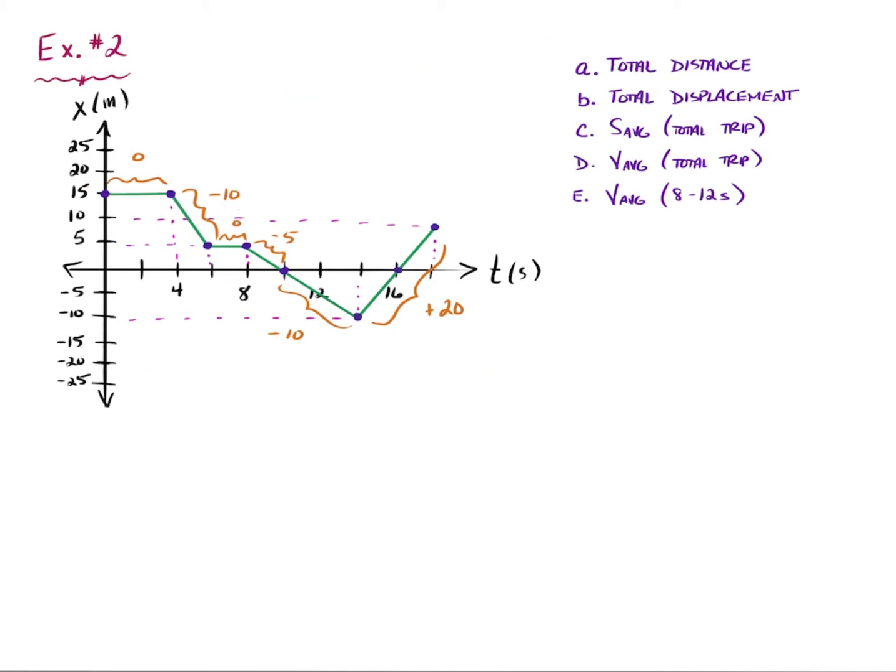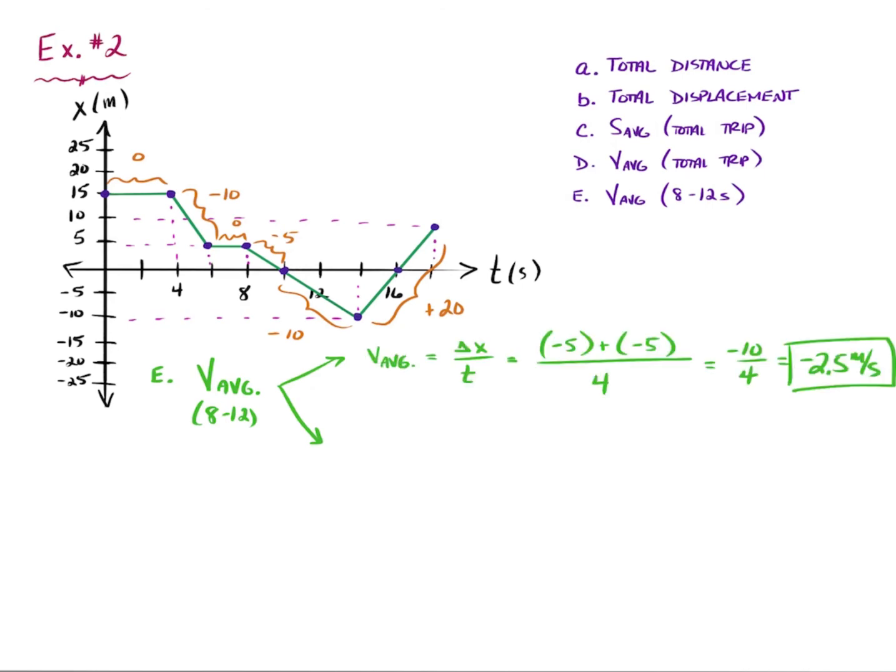And for the very last part, if I want to find just the average velocity between 8 and 12 seconds, I just have to once again recognize what's going on from 8 to 12, and I can do this two different ways. I could use the equation, and I could say that the displacement, well, it's negative 5 from 8 to 10, and then another negative 5 from 10 to 12. So I go a total of negative 10 over the 4 seconds that occur between 8 to 12, and that's how I can find my average velocity of negative 2.5 meters per second.